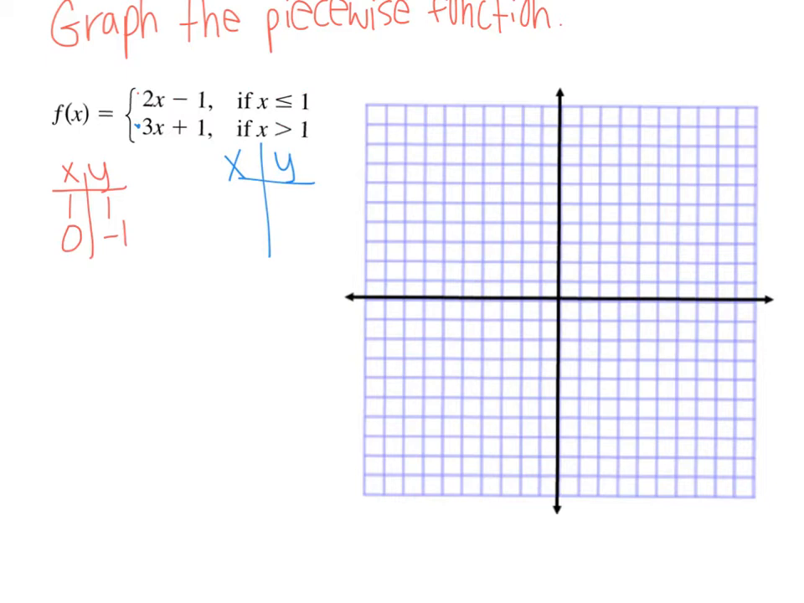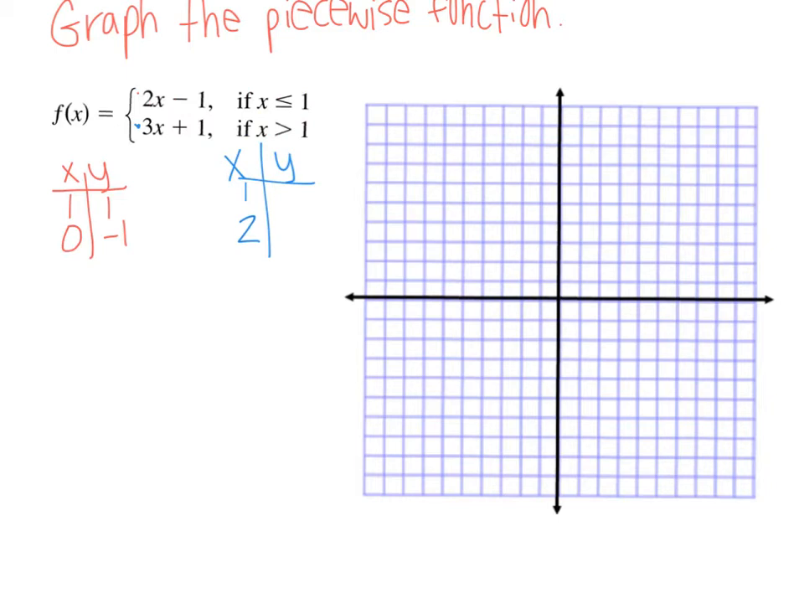For the second function, I'm using my domain, so I start with 1. That should be my first point. The second x value comes from whatever can make the domain true. So x is greater than 1. That means I need to choose a number to plug in here that'll make this true. So any number that's greater than 1, I'm going to choose 2.